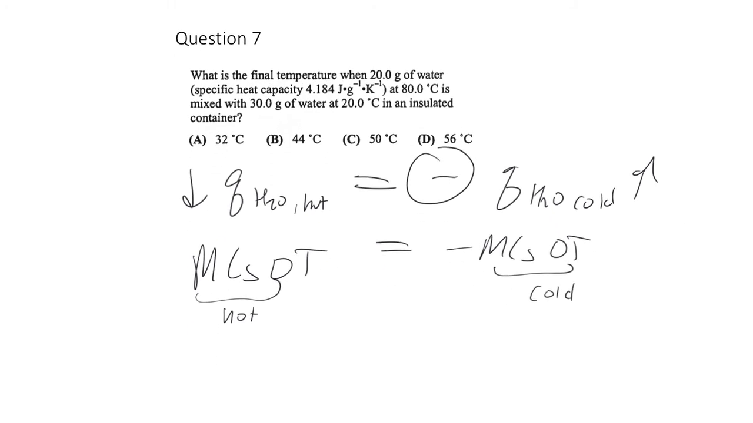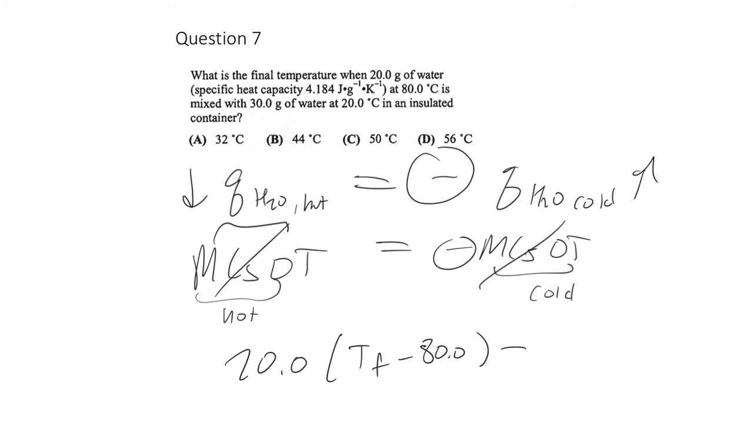Like math is still math. You could put the minus sign here, and it still is mathematically the same. And then we just need to plug the mass and the delta T and the Cs on water for one side. Okay. And then also we have water for both substances, so the Cs cancels. And so we're going to have 20 grams of water, and then our delta T is T final minus 80 degrees, and then equal to 30 grams of water.